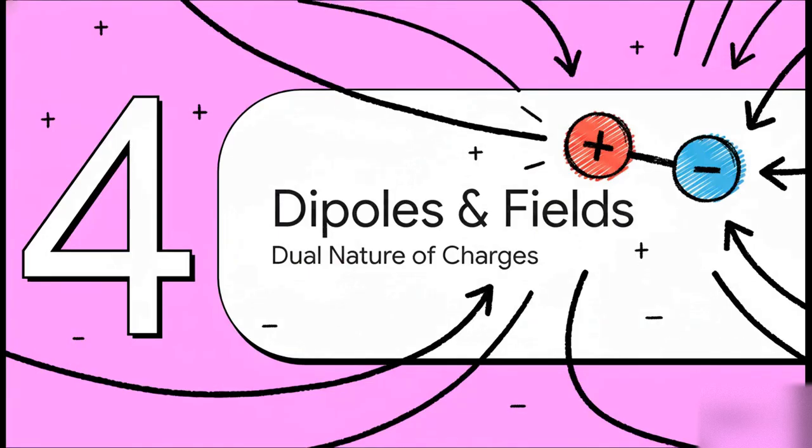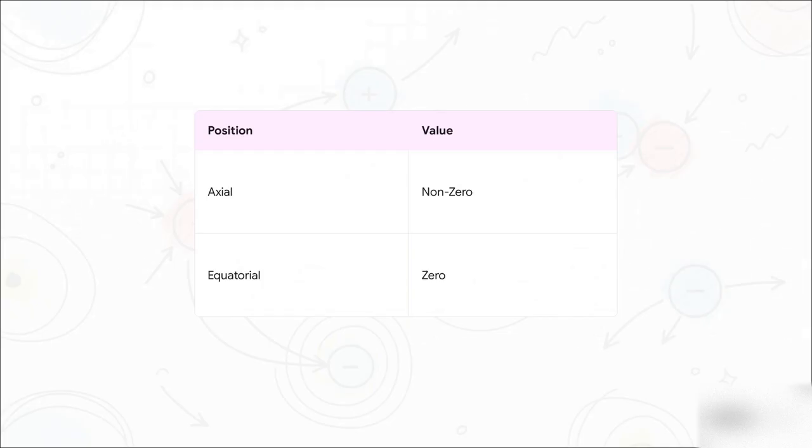Next up, Section 4, Dipoles and Electric Fields, the dual nature of charges. Because a dipole is perfectly symmetrical, one side is perfectly positive, the other side perfectly negative, it creates a really fascinating effect. If you measure the potential anywhere along the equatorial line, basically directly cutting through the middle, it will always be exactly 0. The positive push and the negative pull are totally identical at that exact distance, perfectly canceling each other out.